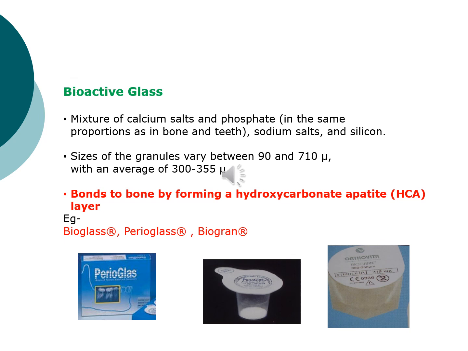Next we have bioactive glass. It's a mixture of calcium salts and phosphate in the same proportion as human bone and teeth. This particular graft has excellent handling capacity, and it readily bonds with the bone to form a hydroxycarbonate apatite layer. So we commonly use it for perio procedures. It's available under the trade names Perioglass, Bioglass, or Biogran.